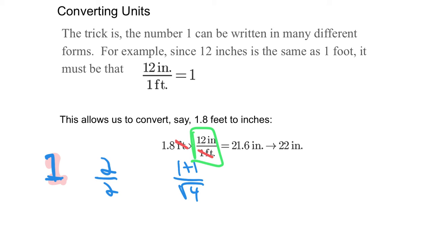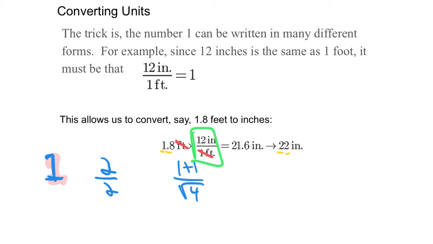Now we have to be careful here. We get 21.6 inches, but we didn't really have that much precision. We only have 2 figures here, and so we can only have 2 figures at the end. So 1.8 feet converts to 22 inches. All right. Be careful with that.